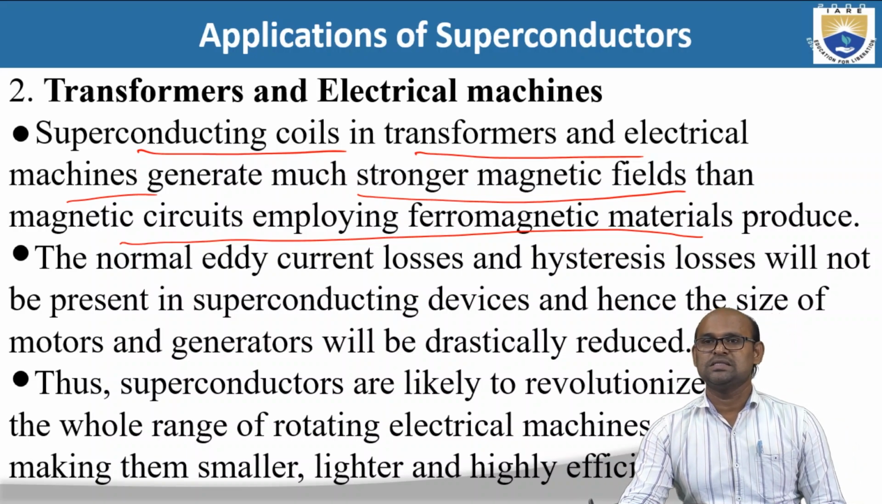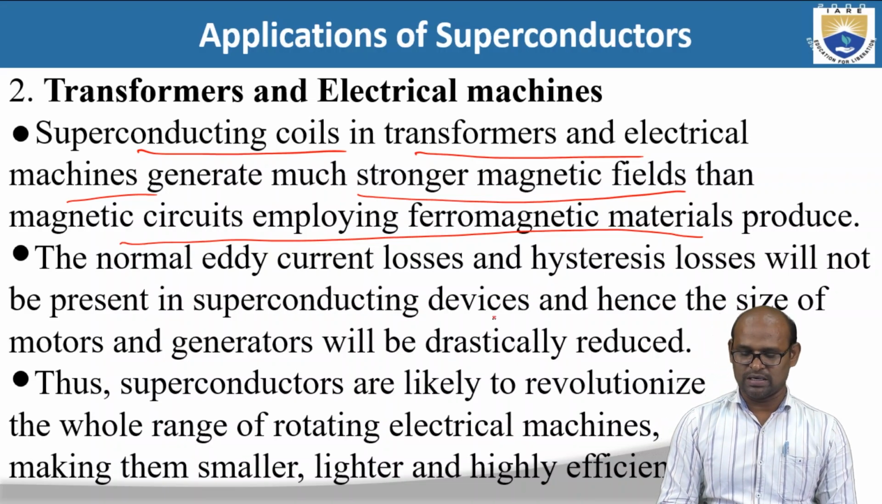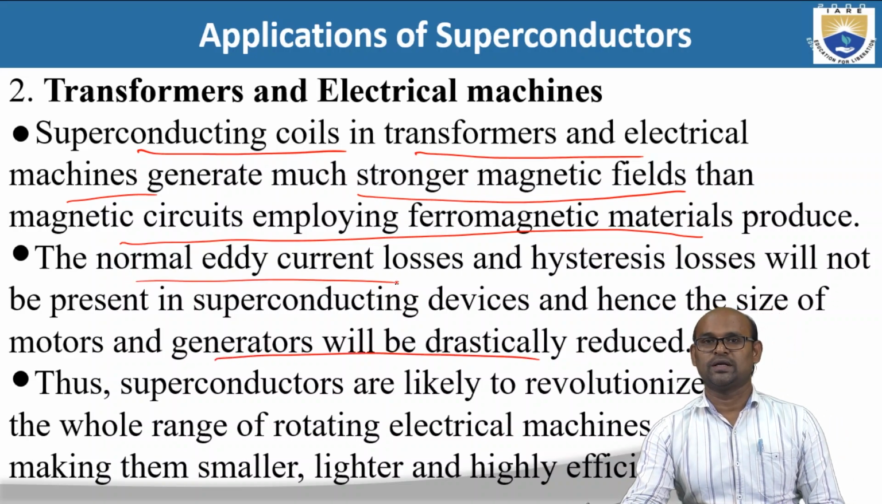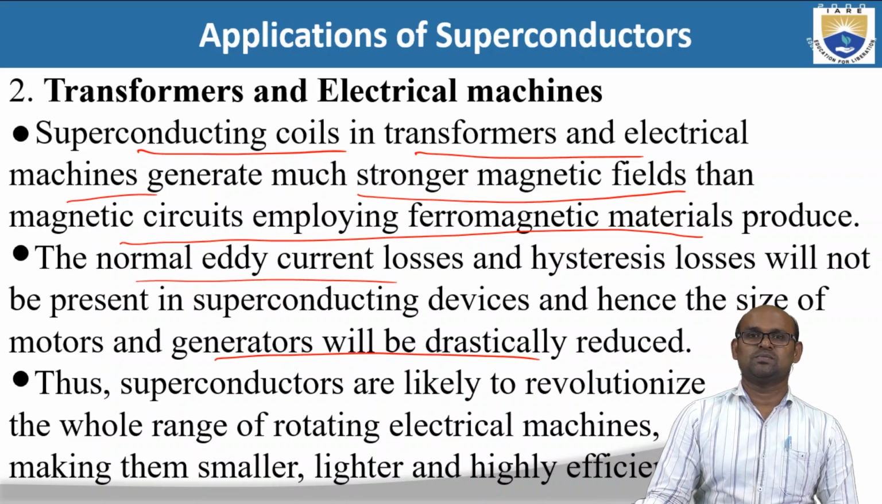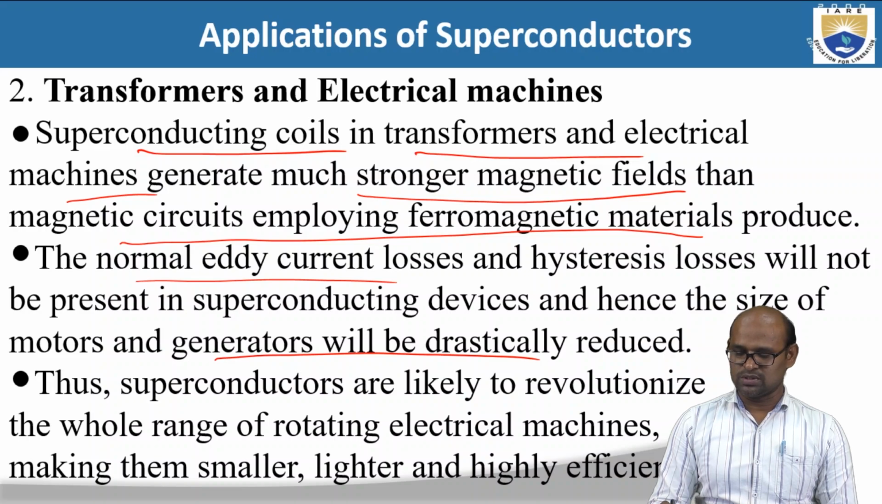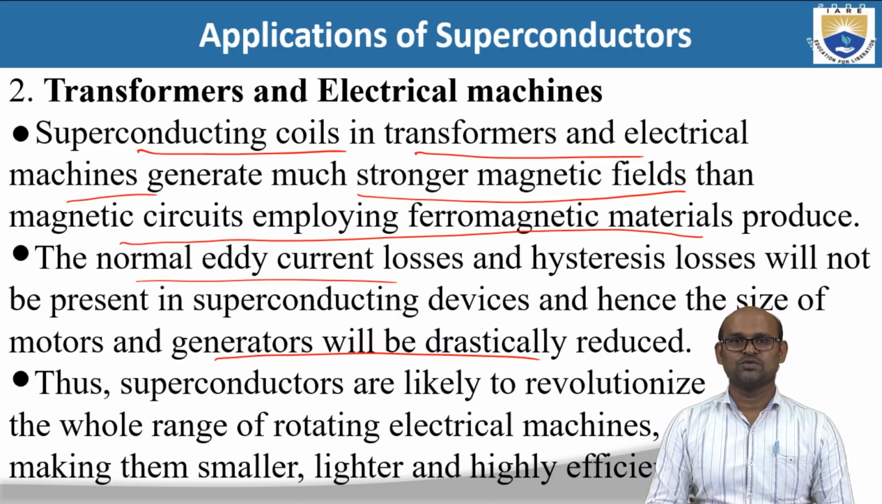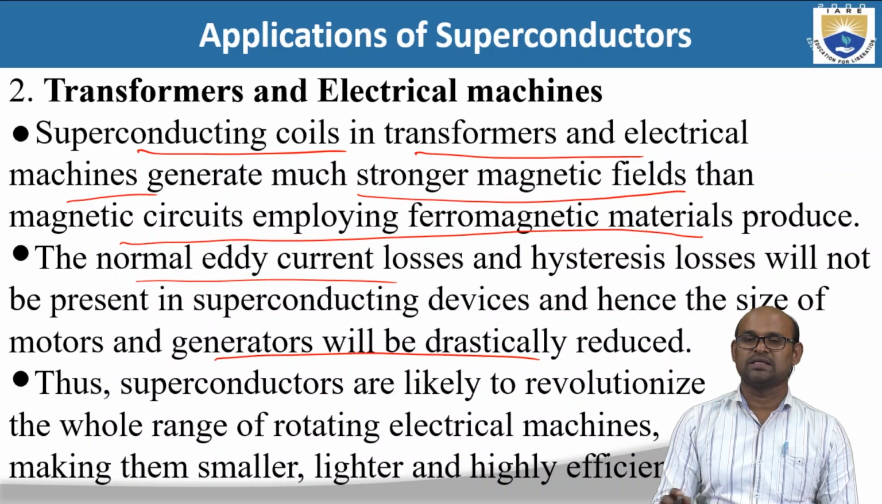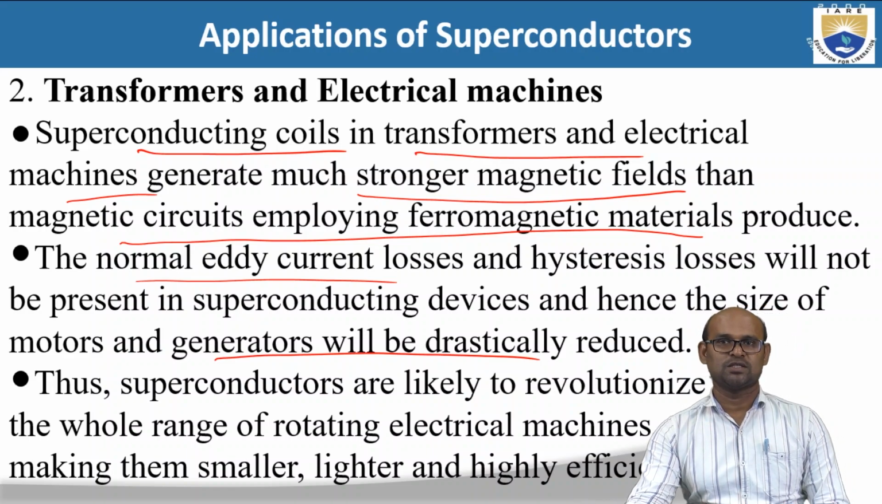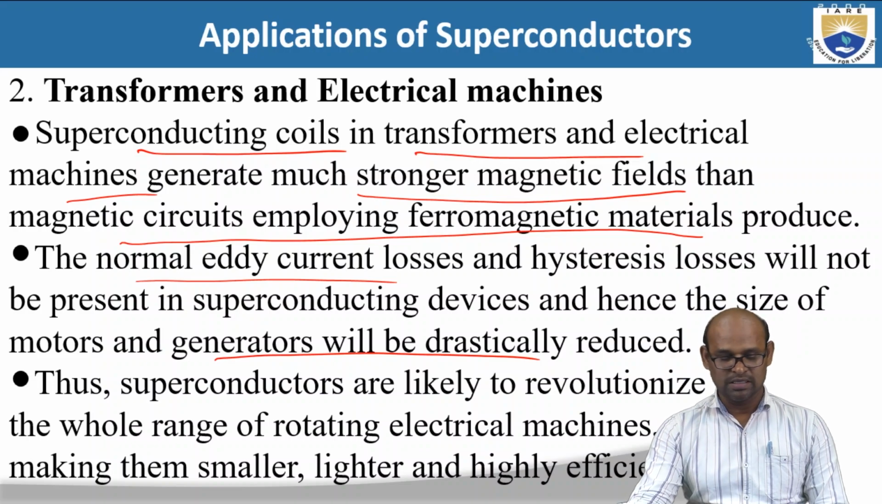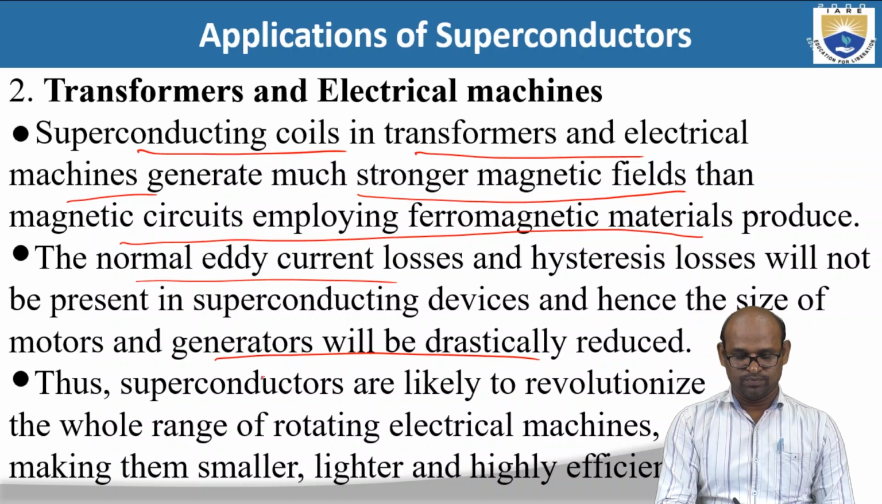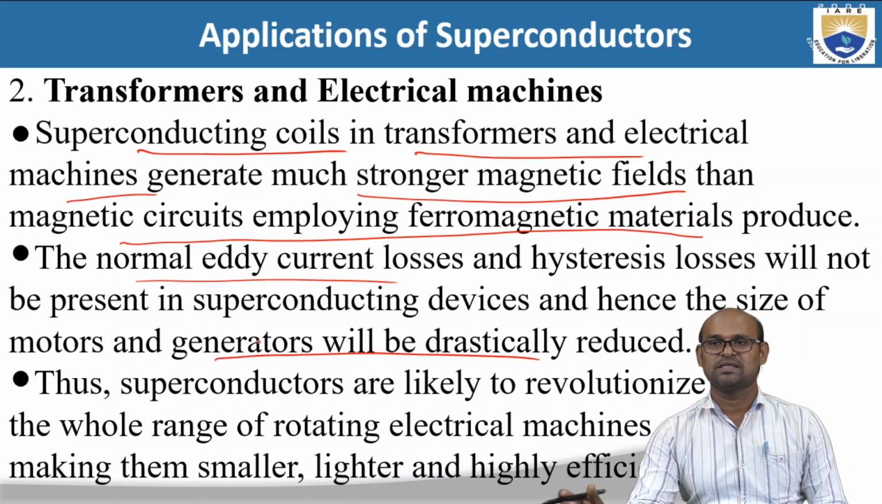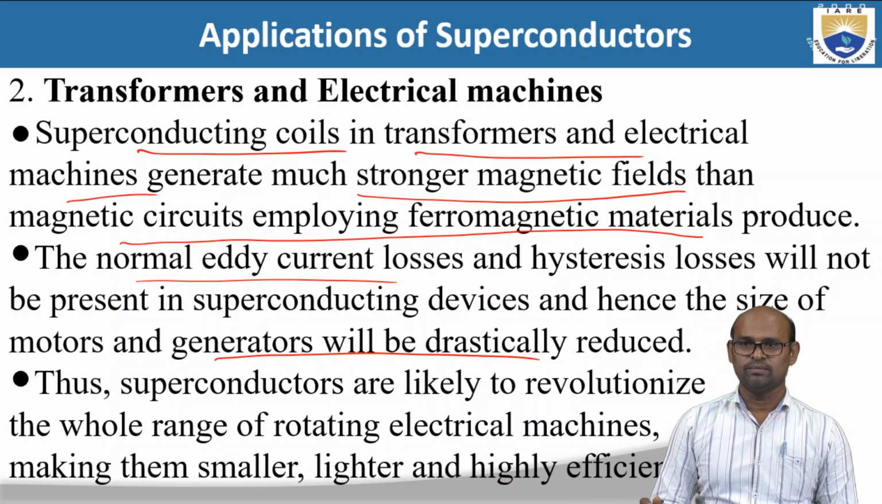Normal eddy current losses and hysteresis losses will not be present in superconducting devices, and hence the size of the motors and generators will be drastically reduced. Very important: for whatever electrical machines or transformers we have right now, if we use superconducting materials in making them, the eddy current and hysteresis losses will be very small. And hence the size of the motors and generators will be reduced.